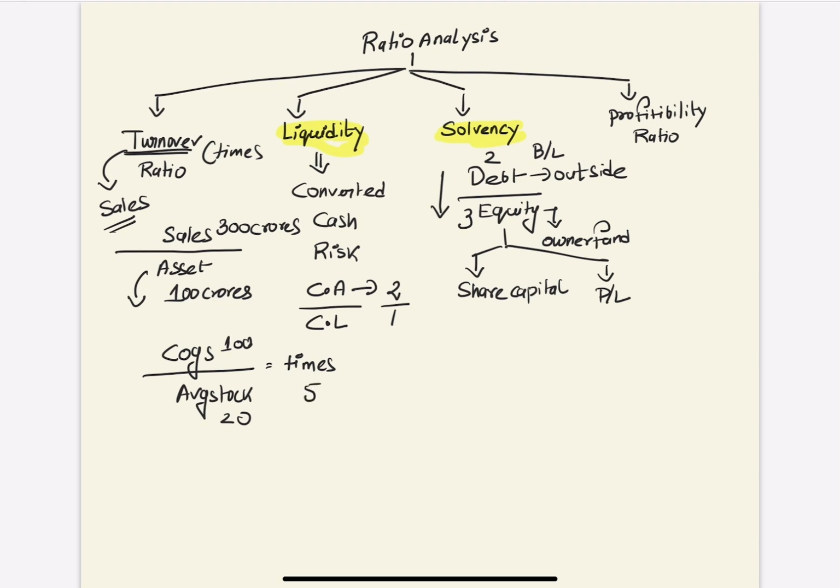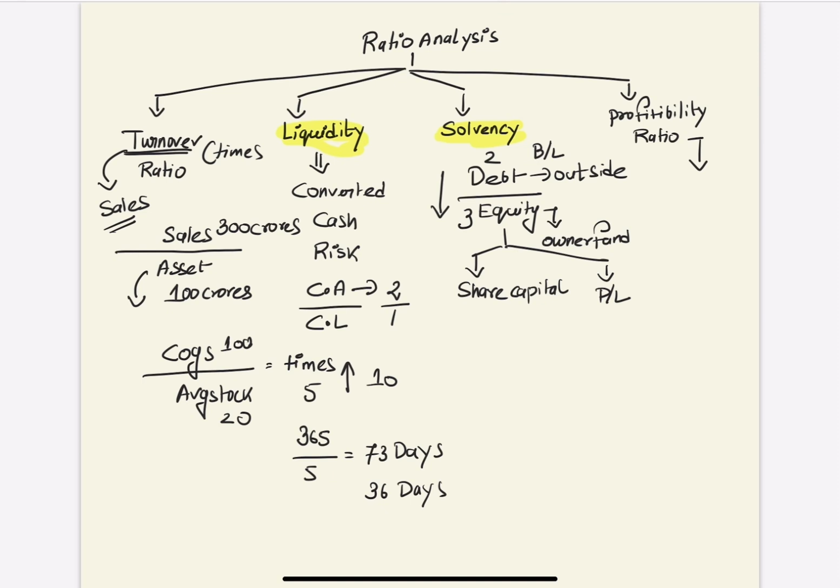Now if it is 5 times, in this way you can calculate how many days it takes to clear out the stock. So 365 divided by 5, roughly 73 days is being taken to clear out your stock. If the times increases, instead of 5 it is 10, it will be approximately 36 days. So the more times you do it, the better you are performing, the more quickly you are able to sell the product.